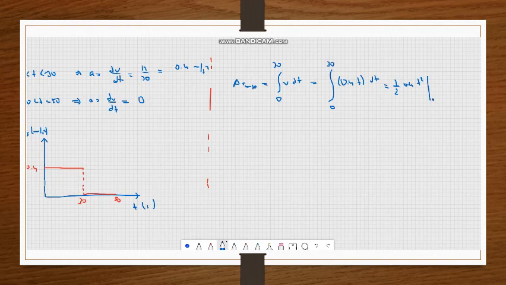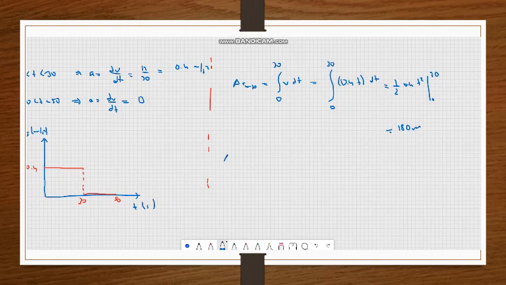from 0 to 30. When we substitute the 30 and 0 here, the 0 is gone. 30 squared multiplied by 0.2 is going to be 180 meters, which is going to be our answer, right?